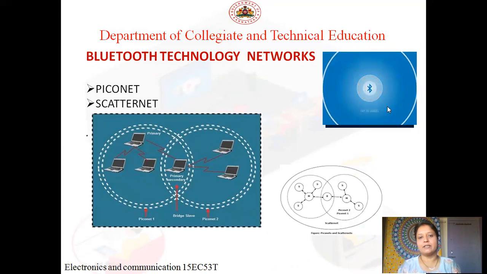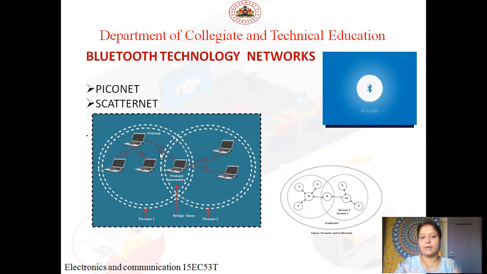Next, the Bluetooth network, that is, the network topology. If you consider Bluetooth networking, mainly we can divide Bluetooth networks into Piconets and scatternets. If you observe here, this is one Piconet. Here we will have one master node and up to 7 slave nodes. The master node is also called the primary node, and the slave nodes are also called secondary nodes. This is the structure of the Piconet.